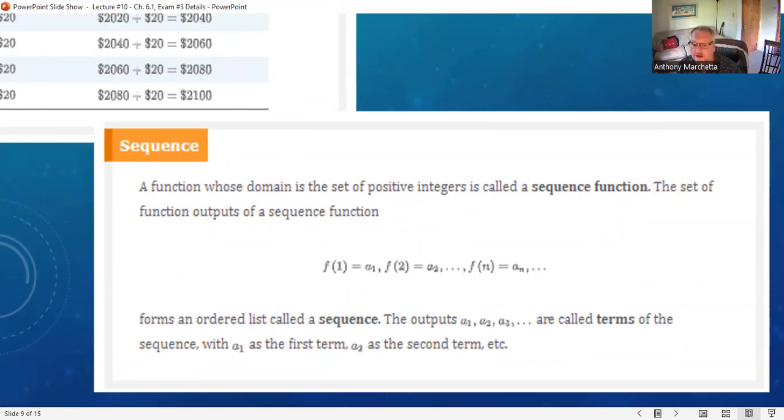When you say the first term, it's like saying f of 1. When you say the nth term, it's like saying f of n. If you say the 48th term, it's like saying f of 48. It's the same idea as looking up numbers in a table, like you can as a function. So the ordered list is called a sequence, and the outputs are the actual terms themselves.